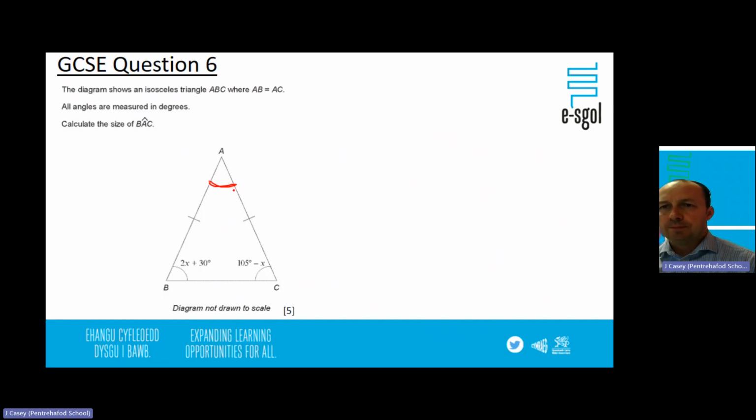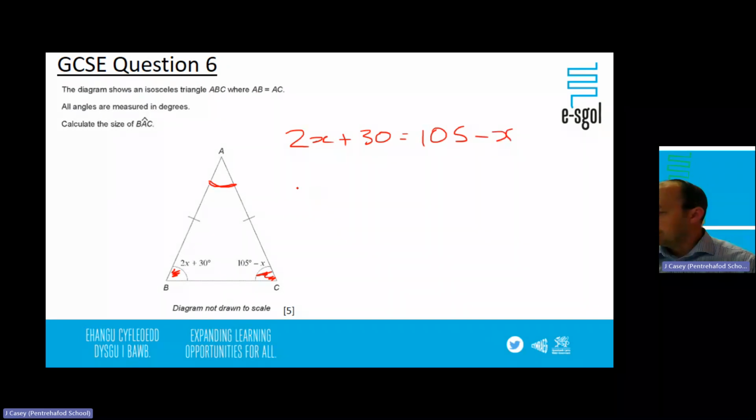Okay, so let's have a look at the question. Because we know it's isosceles, we know that this angle here, just kind of shaded in, and this angle here are equal. So I can write 2x plus 30 is equal to 105 minus x. So that's my starting point.